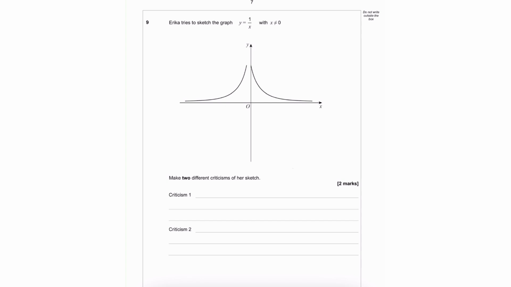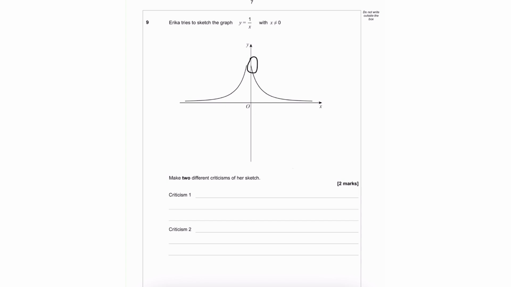For question 9, we're given this graph Erica has sketched of y equals 1 over x, and we're asked to make 2 different criticisms of her sketch. The first thing that I notice here is that the y-axis is crossed. This should not be the case. As x approaches 0, y becomes infinitely large, but it never actually touches the y-axis. It never is 0.